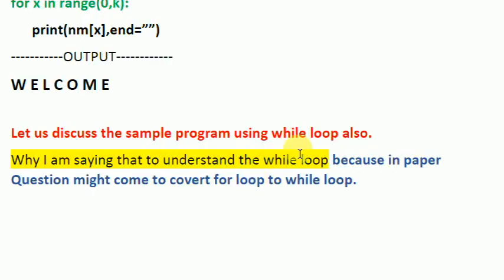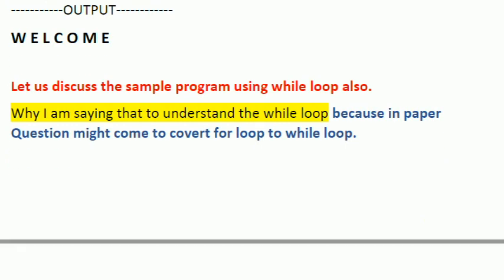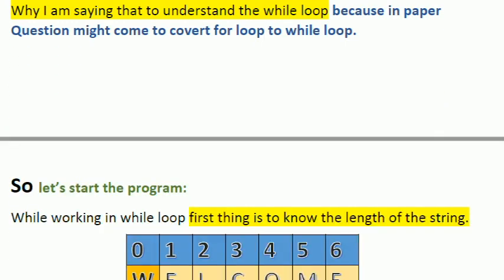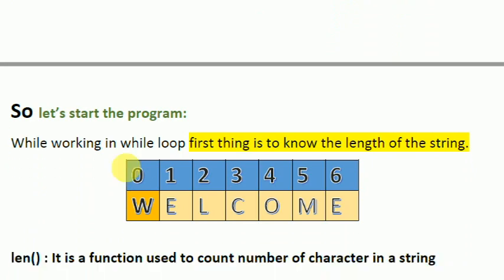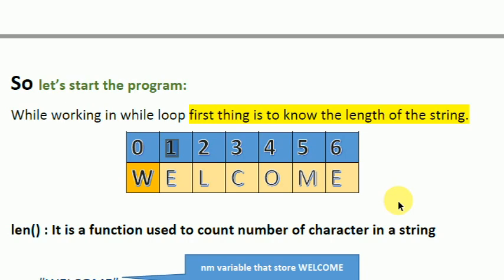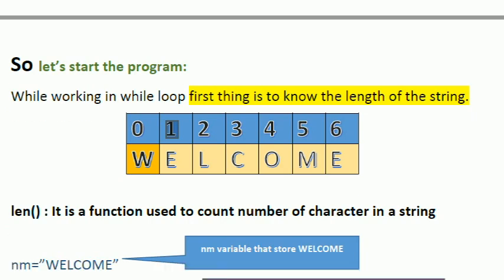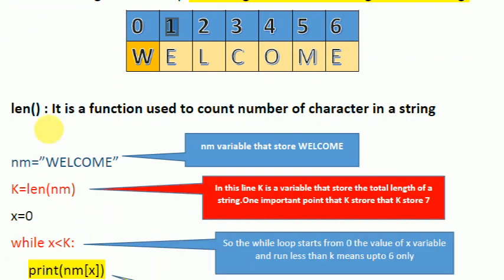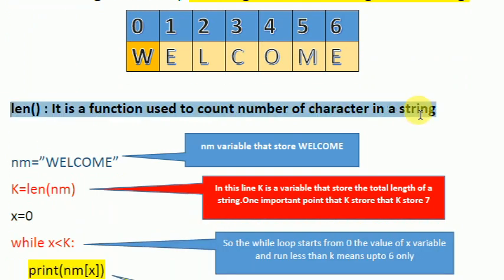Now let us discuss the use of while loop. The concept is the same, but there are a few changes in comparison between for loop and while loop. Why am I saying the same? Because in this case also, first we have to find out the length of a string, then the same x is used to give us the index values 0, 1, 2, 3, 4, and then incrementation. The first thing is the length. Again I have written len here, which is used to count the number of characters in a string.